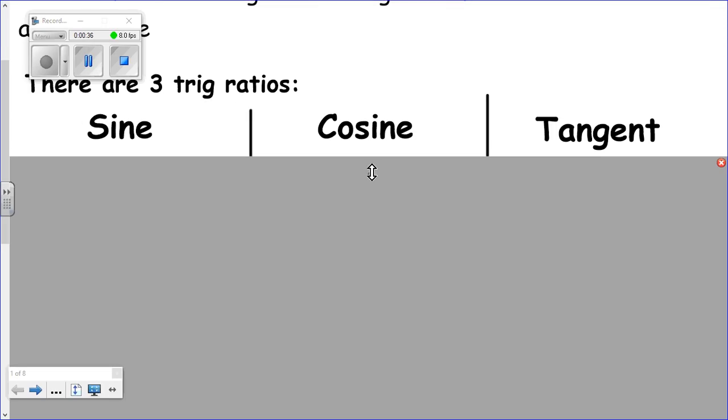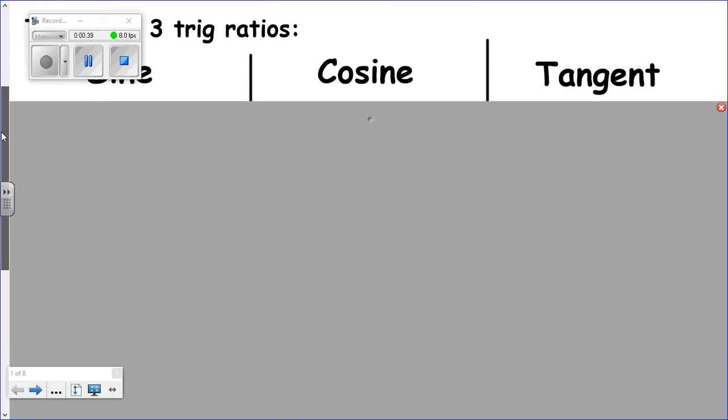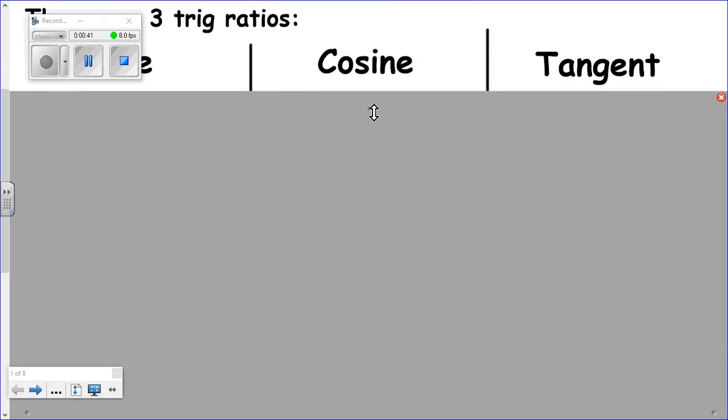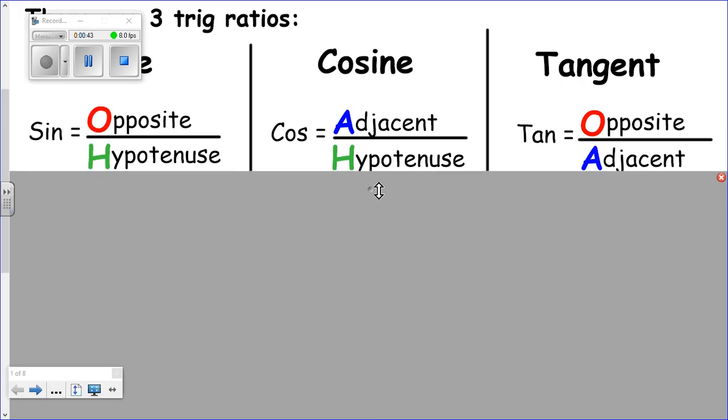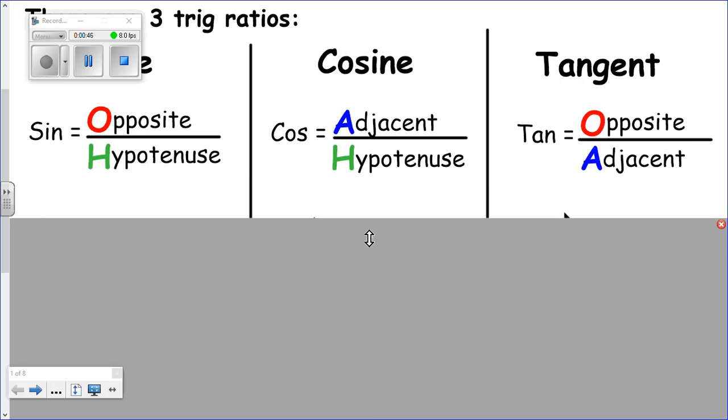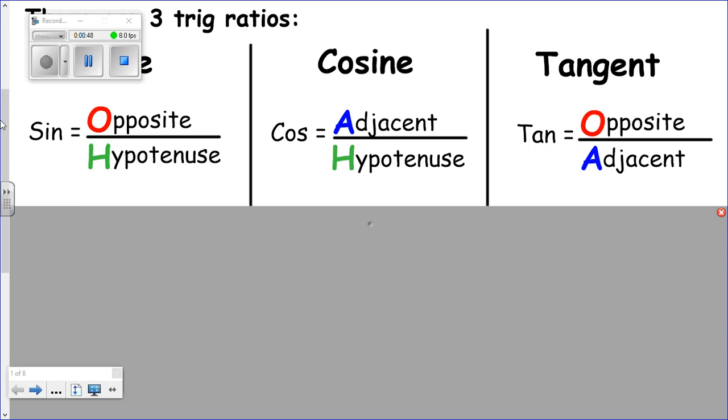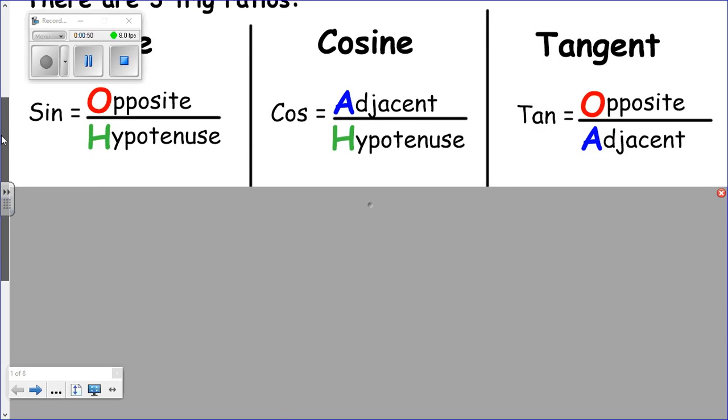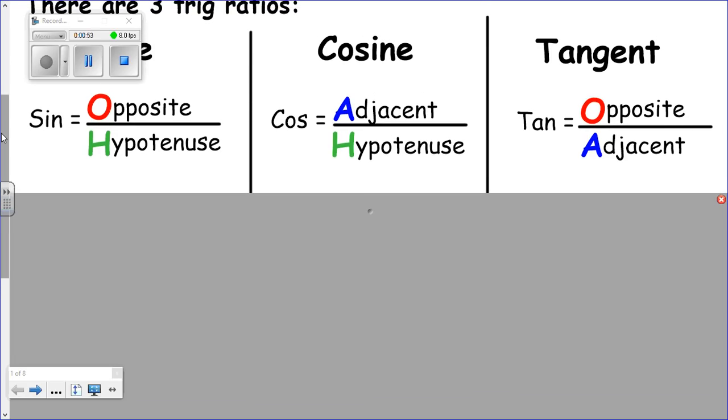They are sine, cosine, and tangent. And so here are your ratios. The sine function is your opposite over your hypotenuse. So whatever information is on the opposite side, given your reference angle, divided by your hypotenuse. Your cosine is your adjacent over your hypotenuse, and your tangent is your opposite over the adjacent.